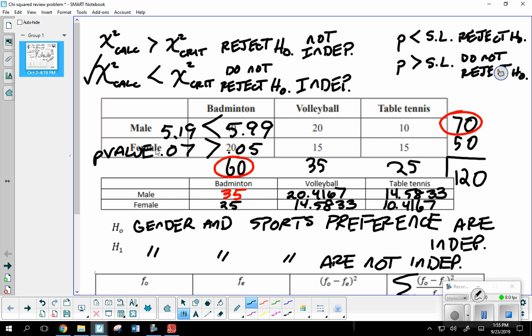In fact, is it possible, let's say, for example, that this first one said, okay, your calculated compared to your critical says don't reject the null hypothesis, they're independent. But then your p-value, could it absolutely change its mind and say, no, they're not independent? Yes, it very well could do that. It's very possible. Okay. How are we doing?